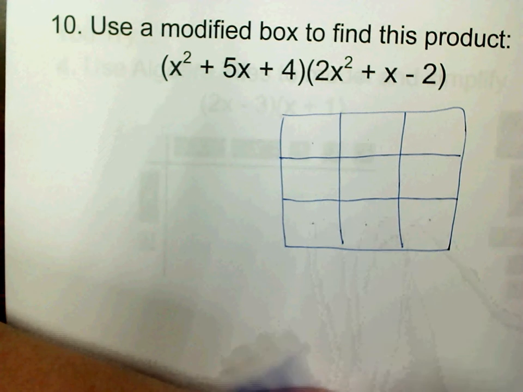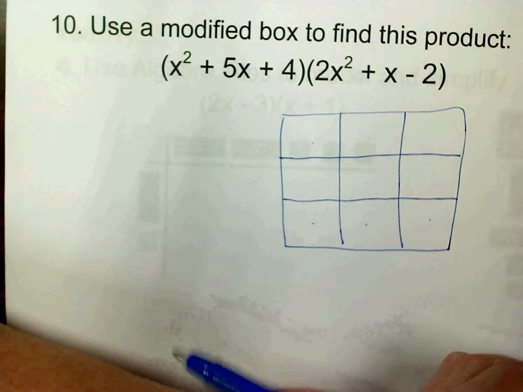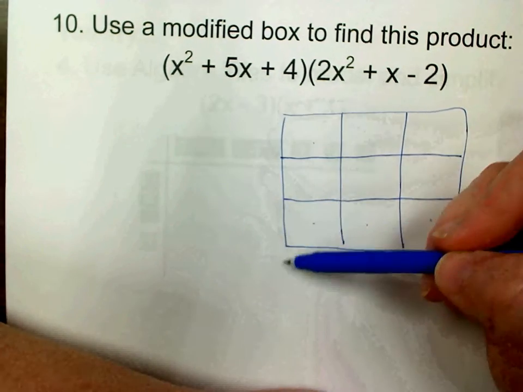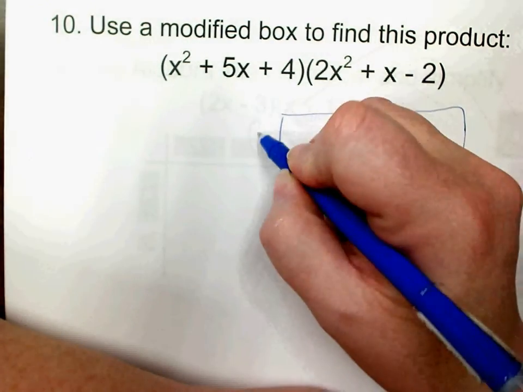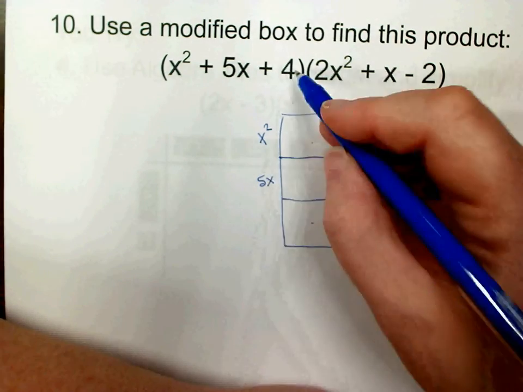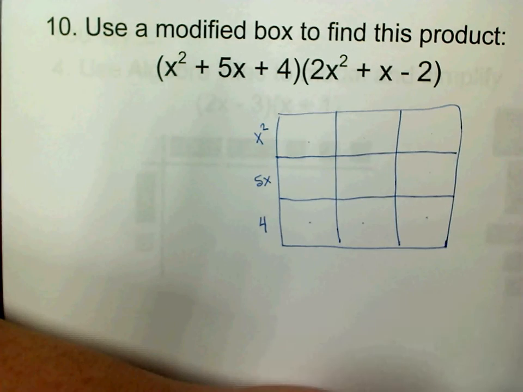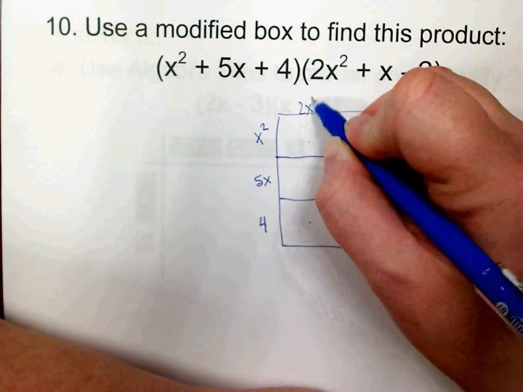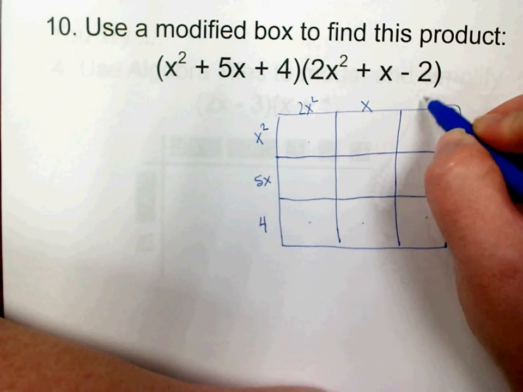So it doesn't matter which trinomial you put here, but I typically put my first one along the left side. So I'm going to put the x squared as my first term, the 5x as the second term, and the 4 as the third. And then the next trinomial will go along the top. We have 2x squared, an x, and that's a negative 2. Don't forget that negative sign.